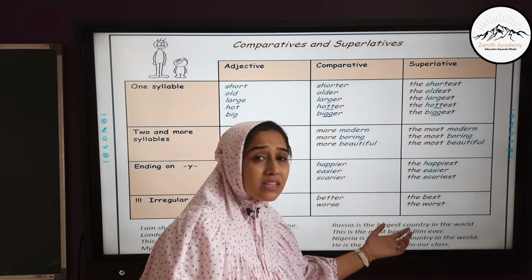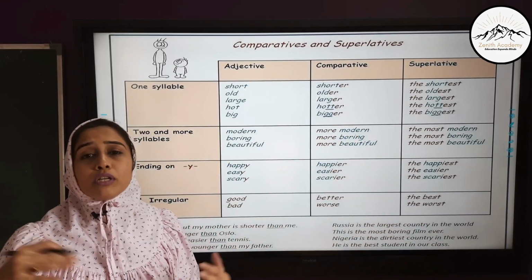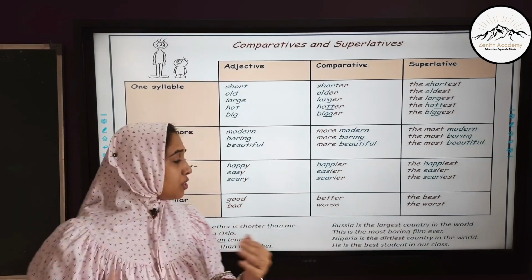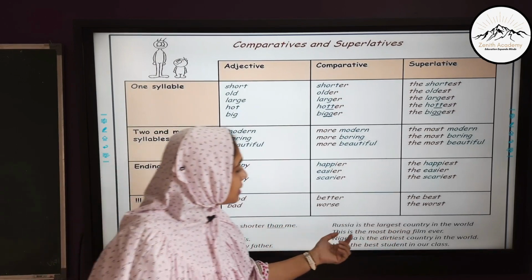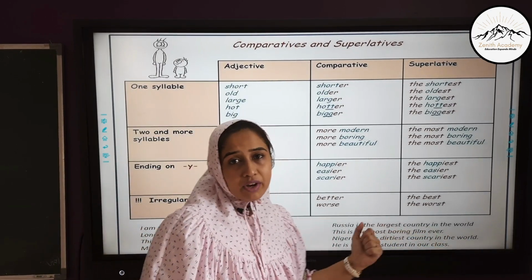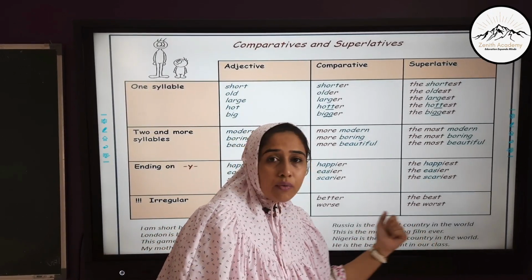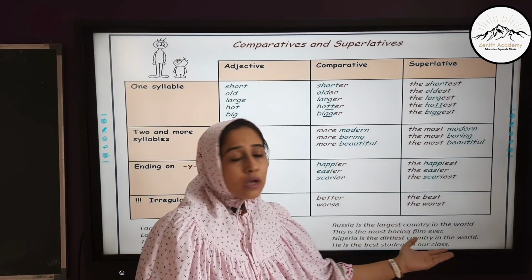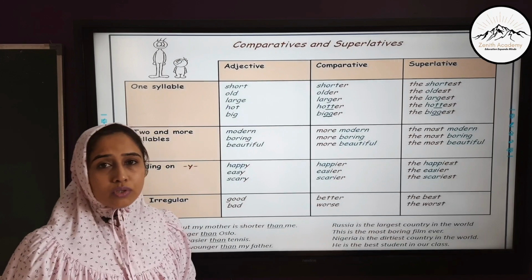Russia is the largest country in the world. As I said before, whenever you are talking about the superlative thing, the particular thing which is at the superlative position, the will be used before the superlative degree. This is the most boring film ever. Nigeria is the dirtiest country in the world. He is the best student in our class. So before all the superlative adjectives, the is used.